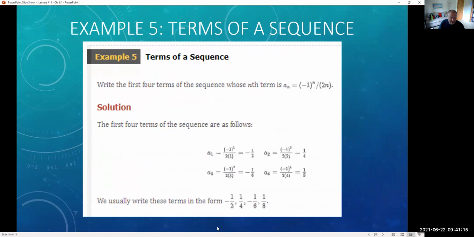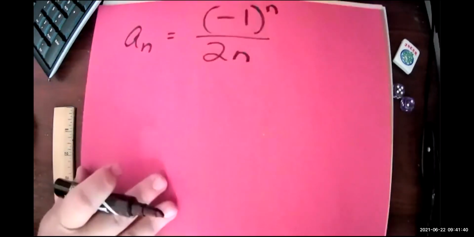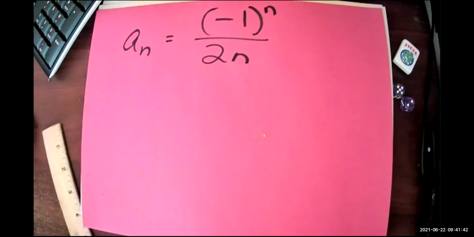First, let me jot down the actual formula, and then we can go through how you would answer a question like this. The formula is, and we say out loud, a sub n is equal to -1 to the n all over 2n. Okay, friends, I'm going to ask you to make sure that your view is toggled to speaker view so you can see very clearly what I'm writing here.